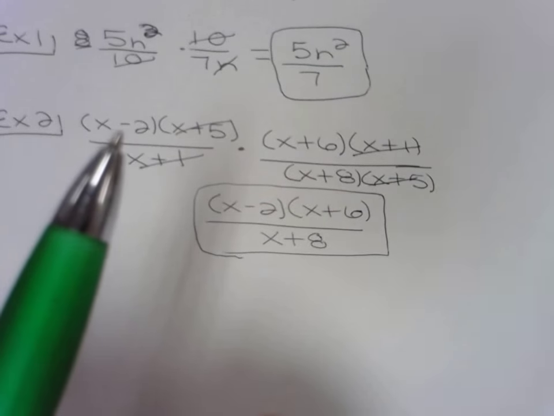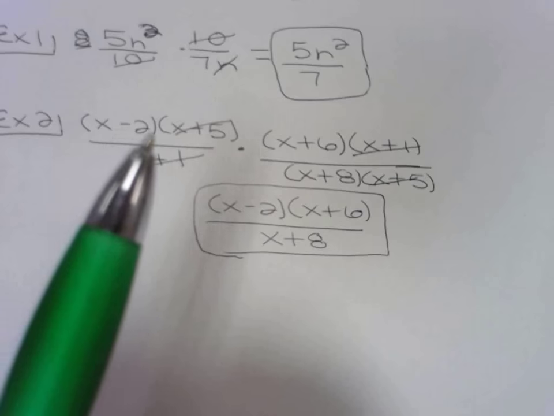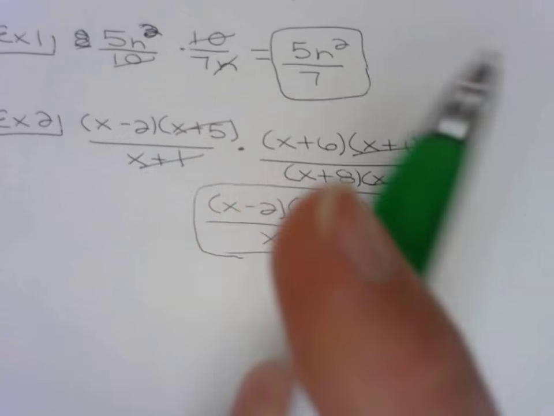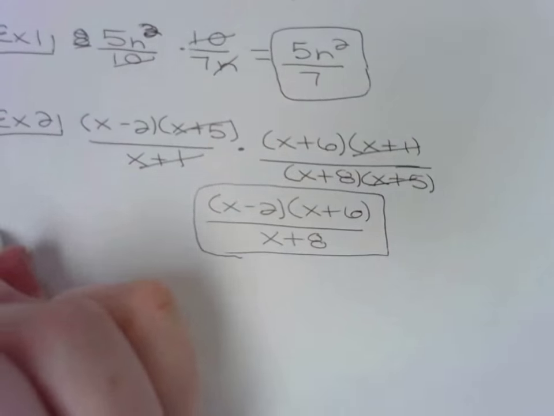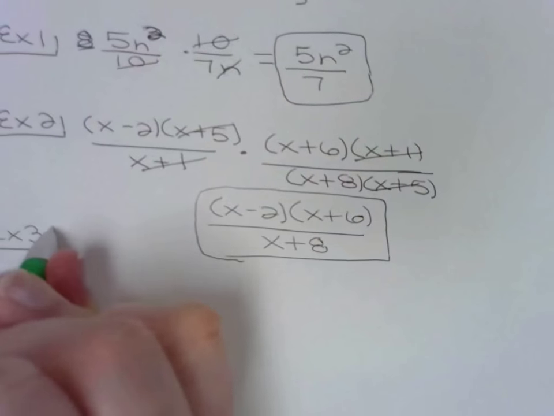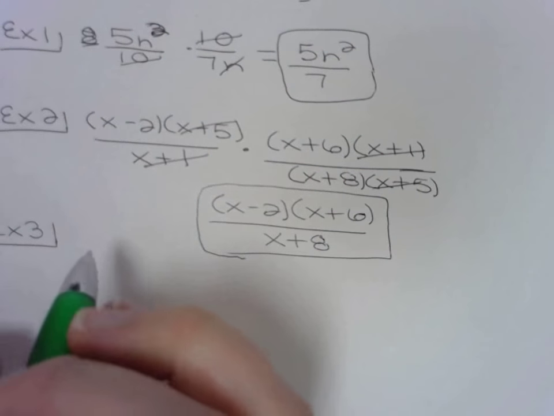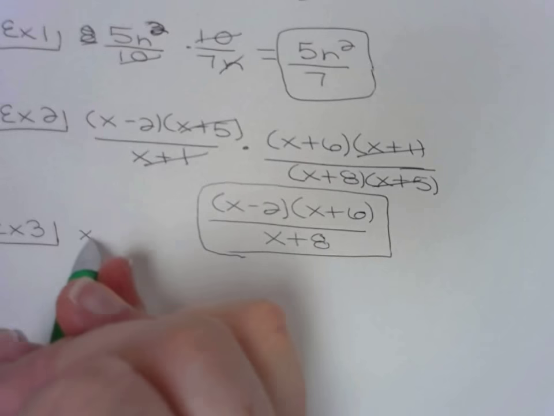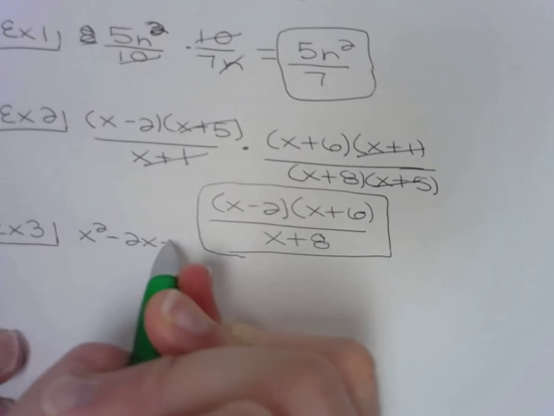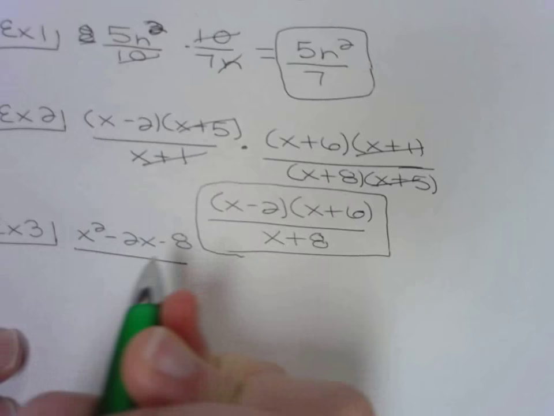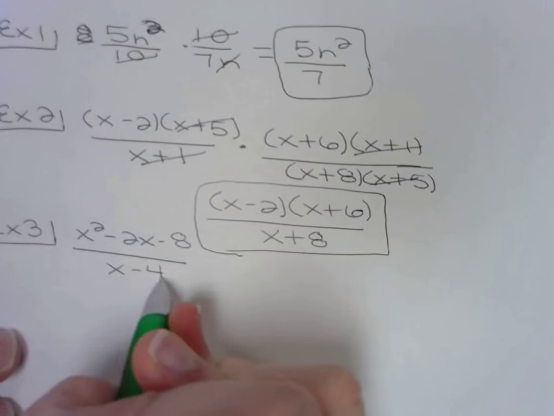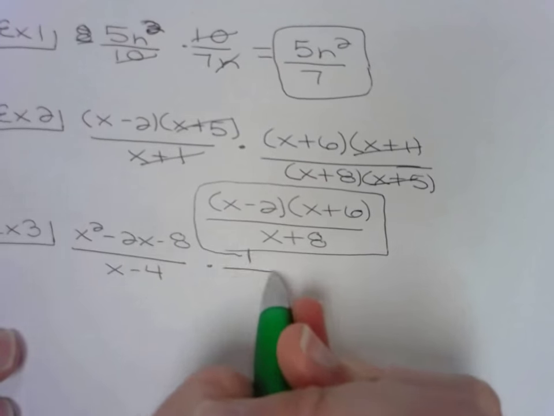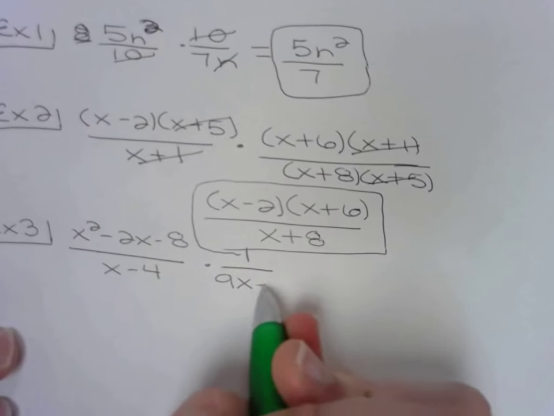Any questions on that? Yeah, we're going to do a couple more. Let's look at some that are not factored. Let's look at a couple that are not factored first. So let's say I have x squared minus 2x minus 8 over x minus 4 times 1 over 9x minus 90.